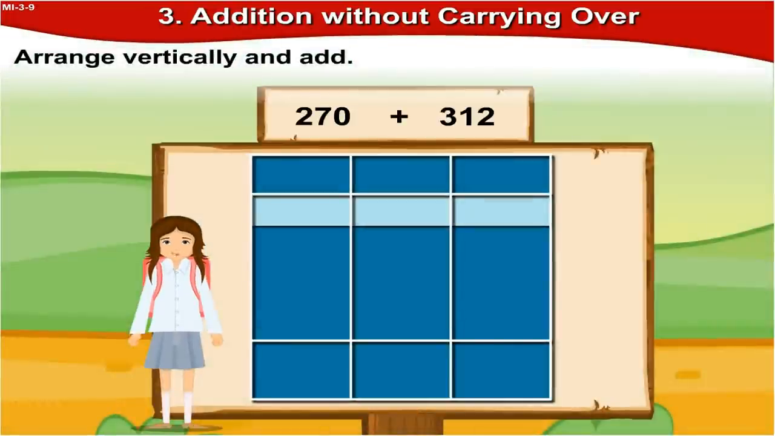270 plus 312. If you arrange them vertically, first we'll write HTU. Then 270 is 200, 7 tens, 0 units, plus 312 is 300, 1 ten, 2 units. Let us begin our addition. 0 units plus 2 units is 2 units. 7 tens plus 1 ten is 8 tens. And 200 plus 300 is 500, which means the answer is 582.